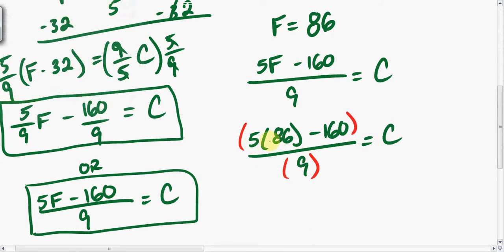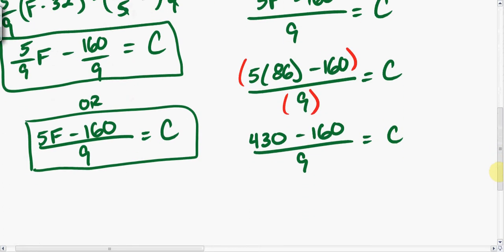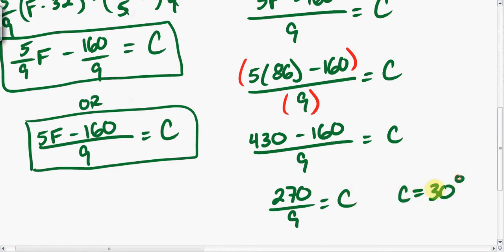So, 5 times 86, what does that give us? 5 times 86 gives us 430. So we have 430 minus 160 over 9 equals C. 430 minus 160 gives us 270 over 9. And 270 divided by 9 gives us 30. So C in this case equals 30 degrees. So 86 degrees Fahrenheit is the same thing as 30 degrees Celsius.